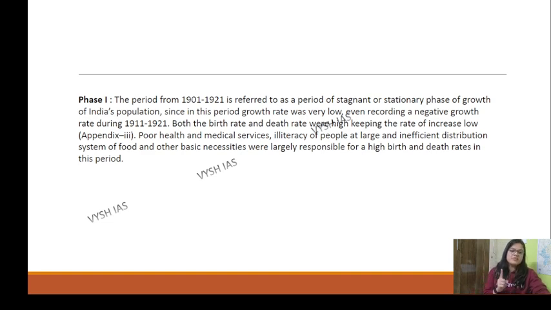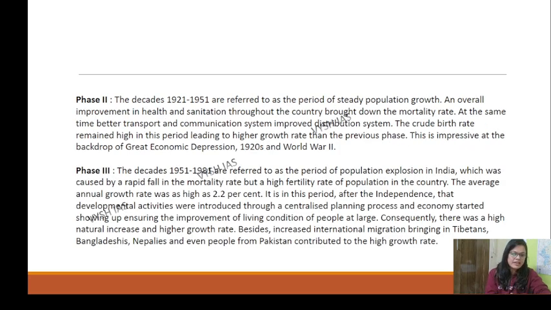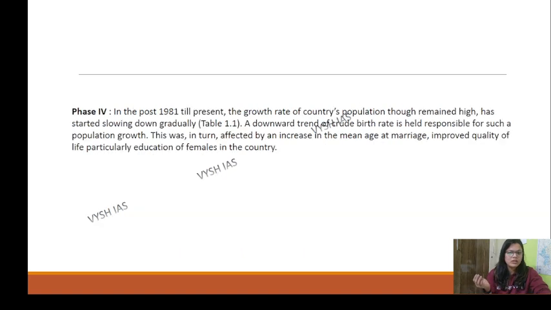Let's remember the names first. The first phase is the stagnant and stationary phase of growth. Write it somewhere. The second phase is steady population growth, basically the one after the great economic depression. The third one is population explosion. No blast was there; it was exponentially high growth. The last one is the downward trend.